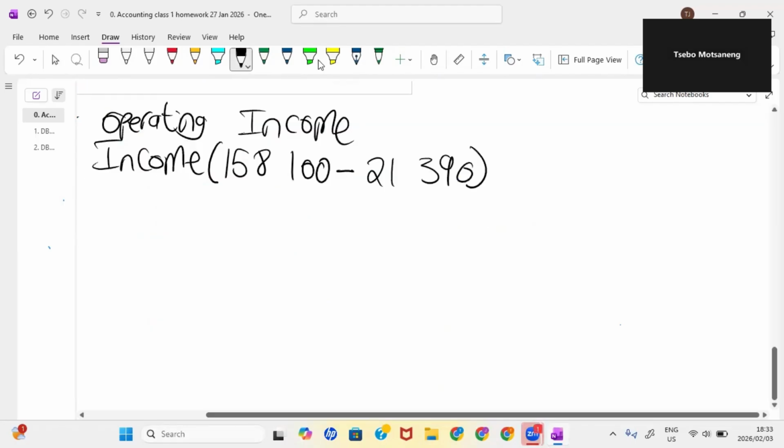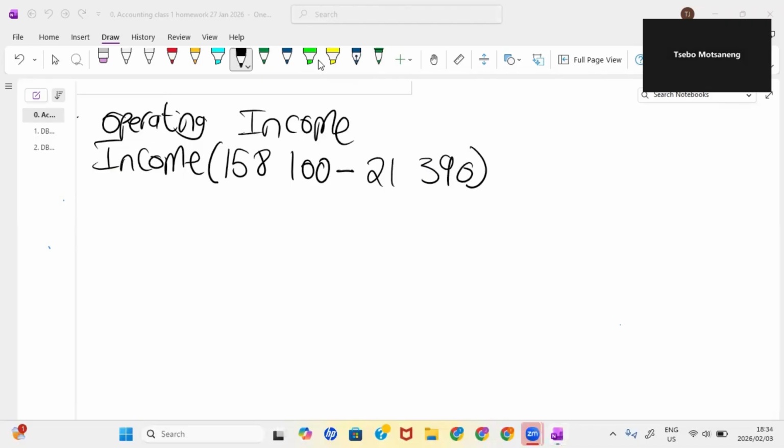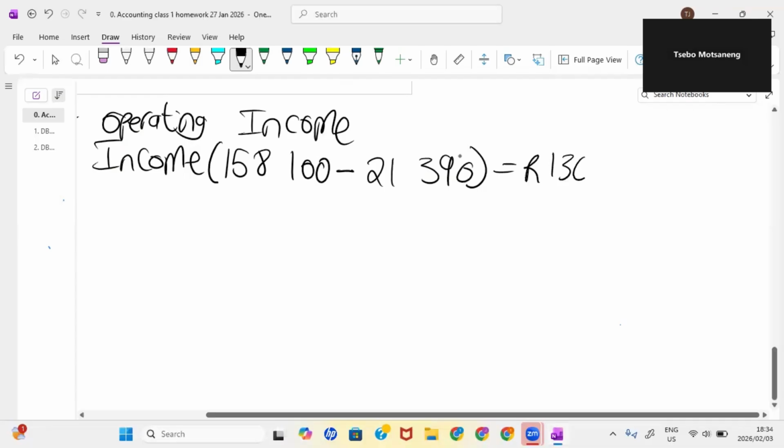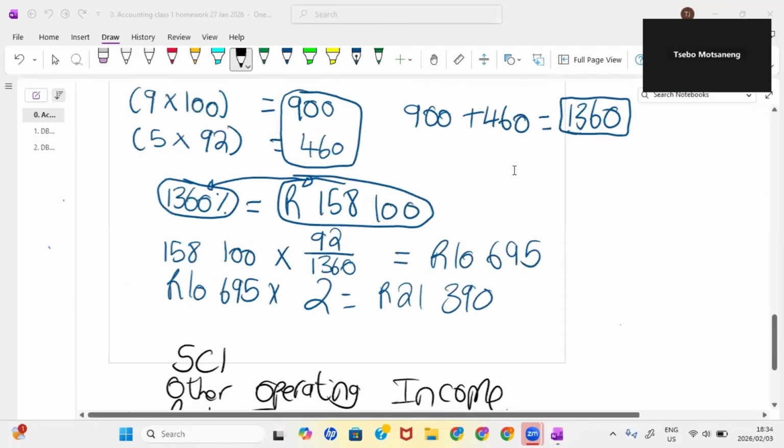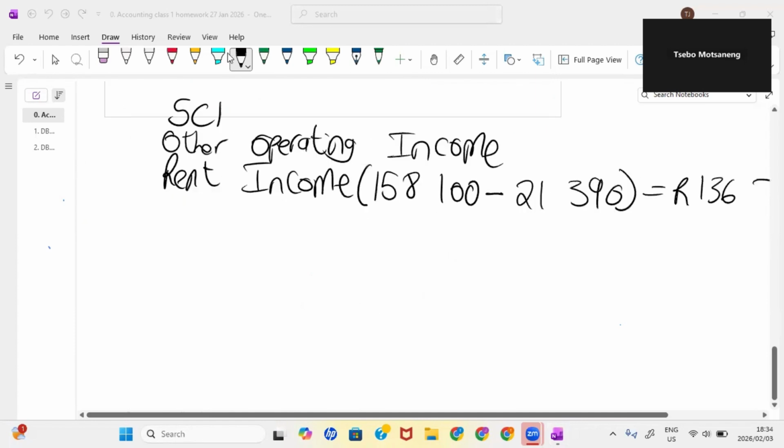Let's see in the chat. We already have an answer: 136,710. I see people are confirming. So that gives us 136,710. Obviously, the 136,710 is the only amount of rent income that we can account for in the current financial year, right? And then we are not done.